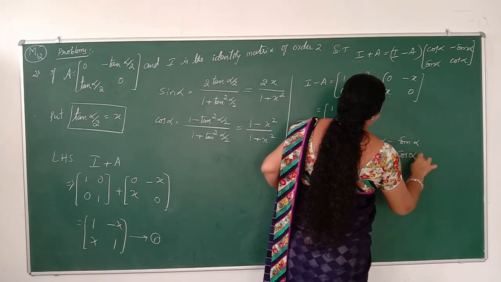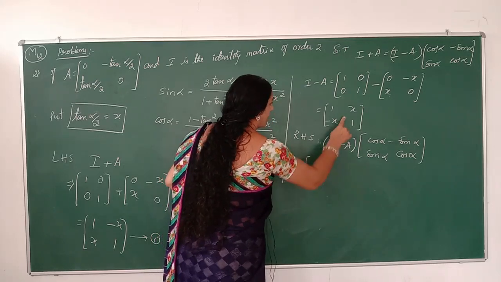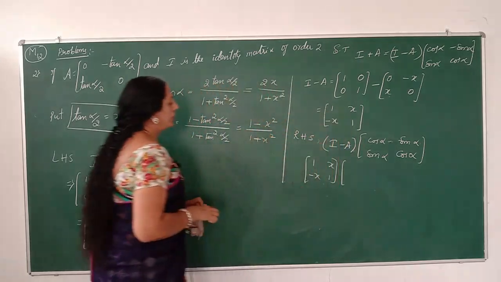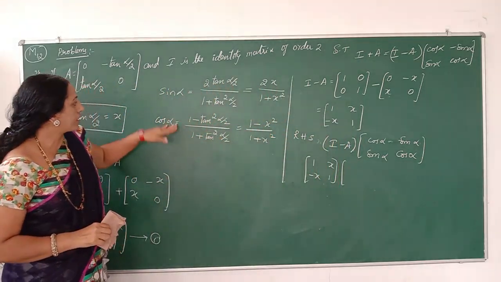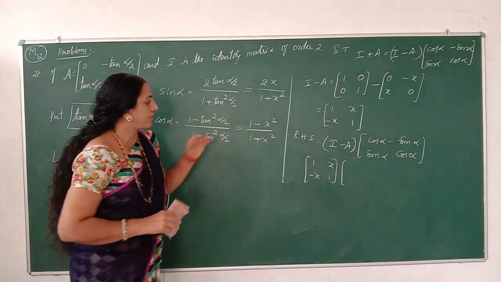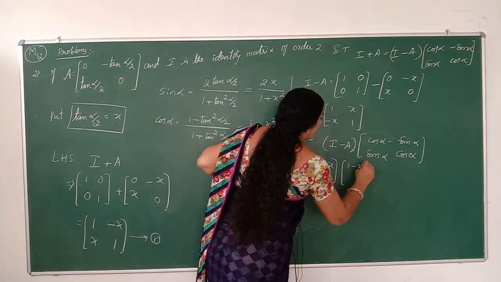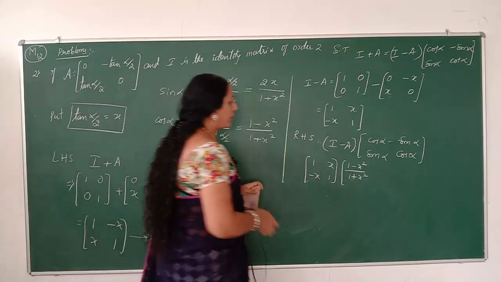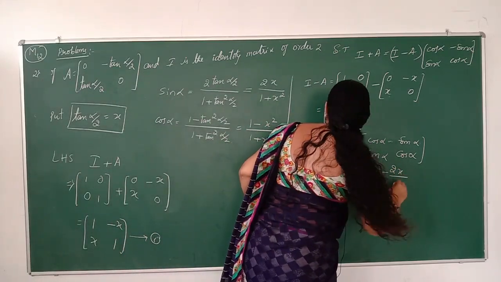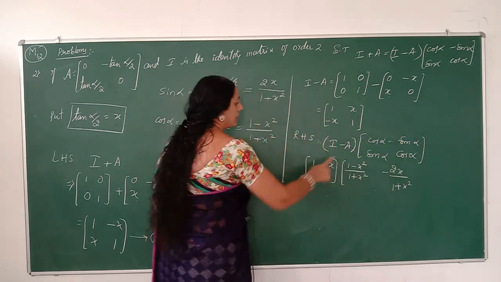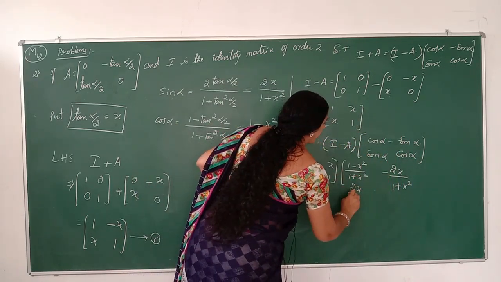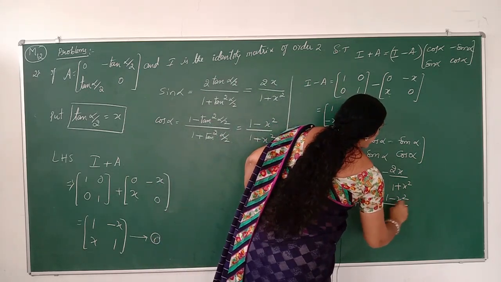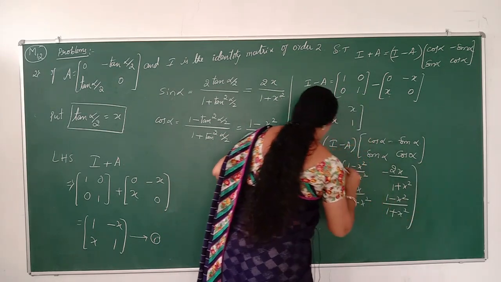Sin alpha, cos alpha. So I minus A is nothing but 1 x, minus x 1, into the matrix in terms of cos alpha and sin alpha represented in terms of the variable. Cos alpha can be written as 1 minus x square divided by 1 plus x square, minus sin alpha can be written as 2x divided by 1 plus x square. Again sin alpha is 2x divided by 1 plus x square, and cos alpha is 1 minus x square divided by 1 plus x square.